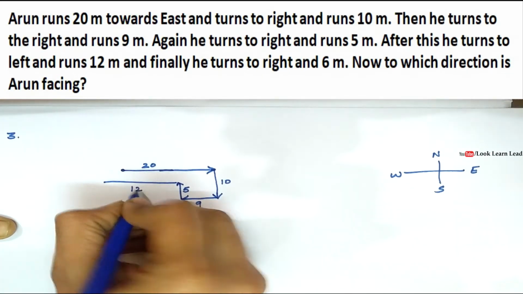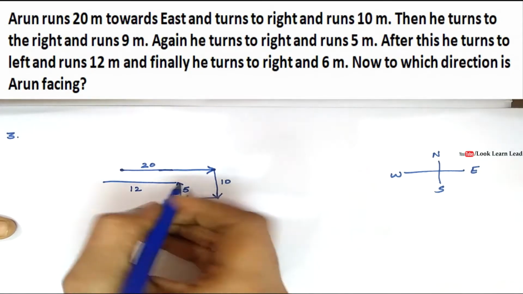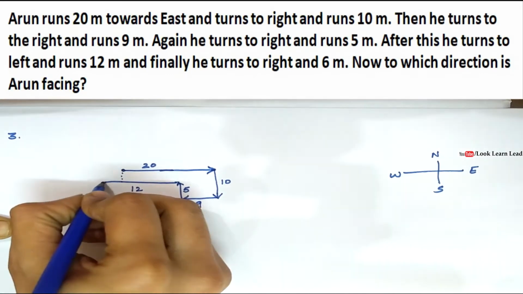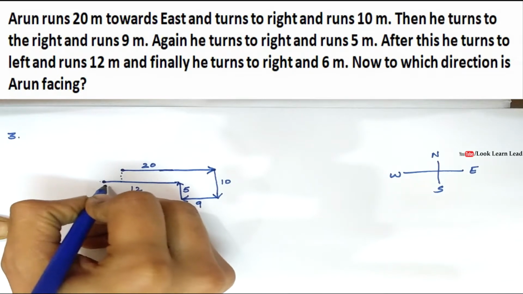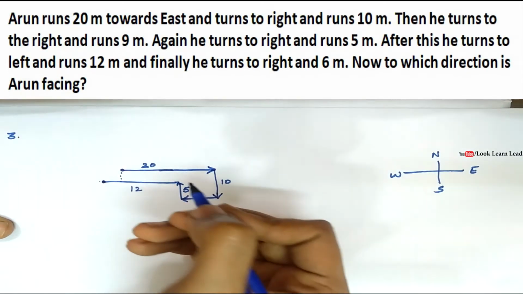See, 20 minus 9 is 11. So 12, it would cross this. It would be 1 meter ahead of this. So I have drawn it like this only. Okay, 12 meter. And he finally turns right and 6 meter. Okay, and after turning right, he moves 6 meter. See, this is 5. So this 6 would cross this.